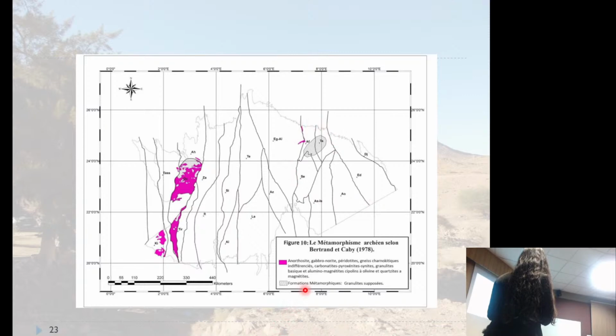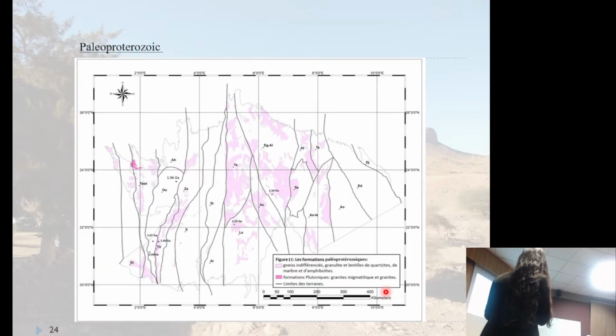But as you see, you have Bertrand et Kaby, 1978. All these are still old data. A lot has been, you know, when you get so good at what you do, sometimes you get very intuitive. You don't have proofs, but you're intuitive about what's happening. This is what happens, I think, a lot. And same here. So we moved from the Archean to the Paleoproterozoic, and this is the most common basement that we have.